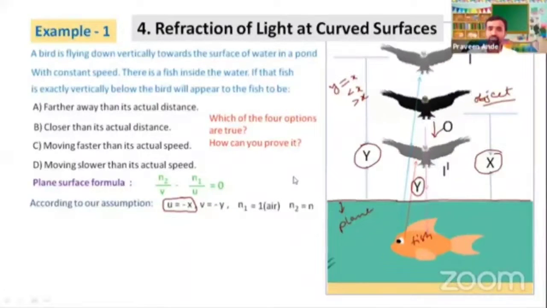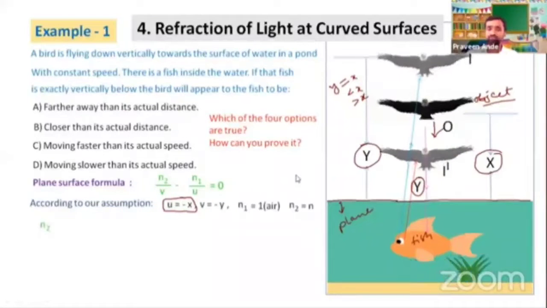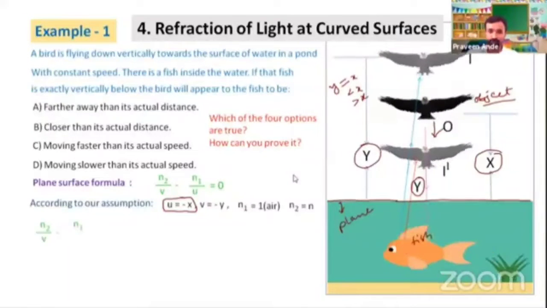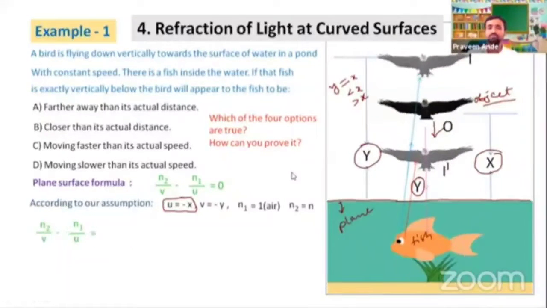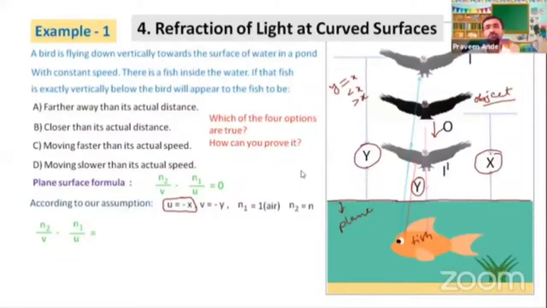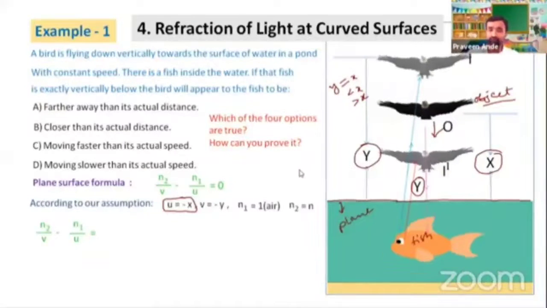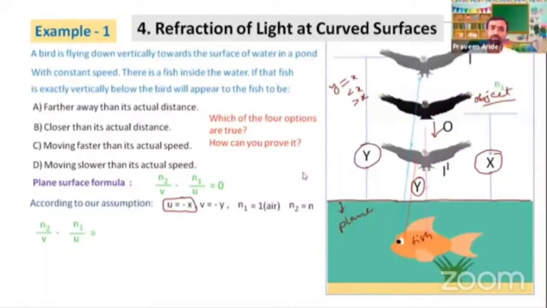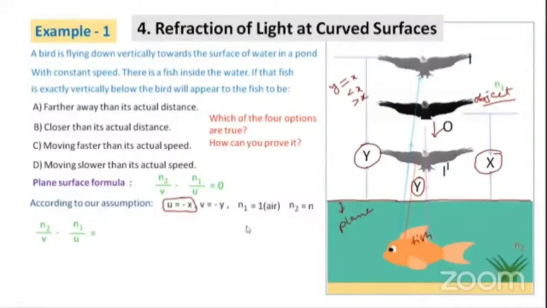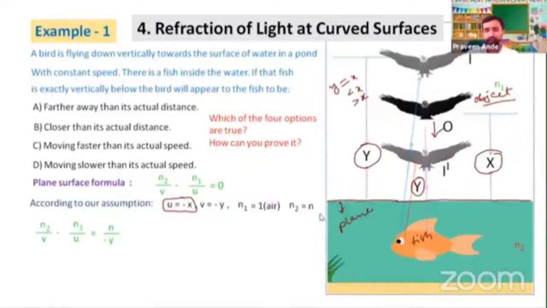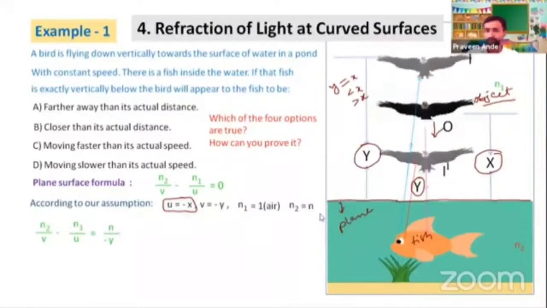Then substitute these values in the plane surface formula. So the plane surface formula again I am writing here: n2 by v minus n1 by u is equal to. The LHS is that. The RHS is becoming 0 or not, we don't know, so we are using the LHS part only. So substitute n2 equal to n. In the diagram also I have shown what n1 and n2 are. Look there, green color n1 just near the object, and in the water n2 I represented.